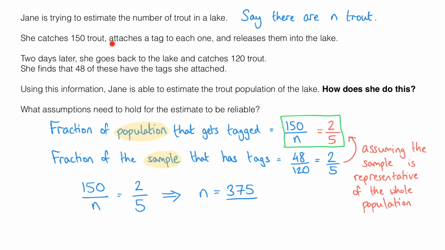For example, imagine a load of trout die between when Jane first catches the 150 trout and 2 days later, or maybe a whole load of new trout are born.